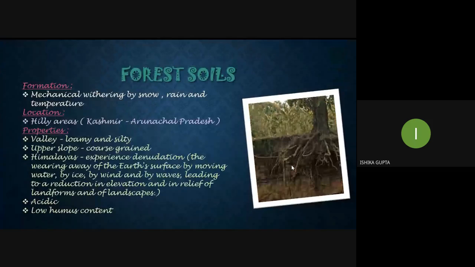Next type of soil is forest soil, and it's formed from mechanical weathering by snow, rain, and temperature. Its location is in highly hilly areas, which is from Kashmir to Arunachal Pradesh. Properties are in the valley area, it's loamy and silty. In the upper slope, it's coarse grained. In the Himalayan region, it experiences denudation. Denudation refers to the wearing away of the Earth's surface by moving water, or by ice, or by wind and by waves, leading to a reduction in elevation and in relief of landforms and of landscapes. It's acidic in nature and contains less humus.